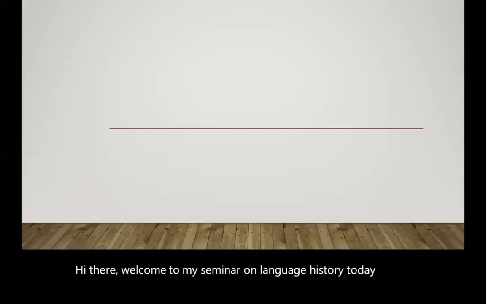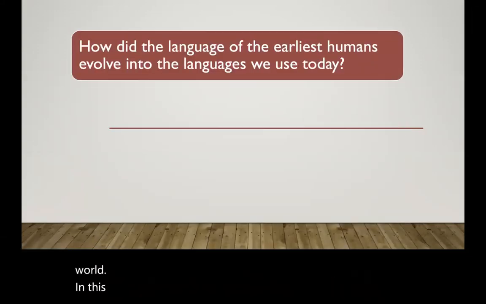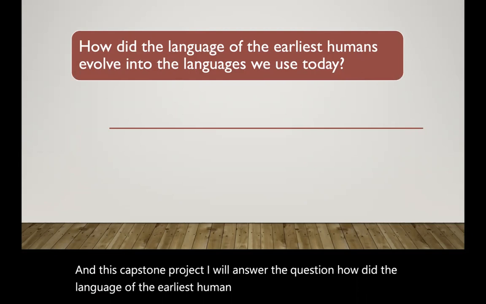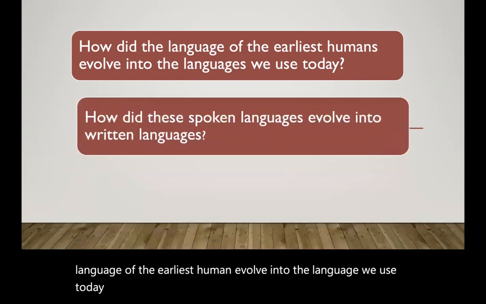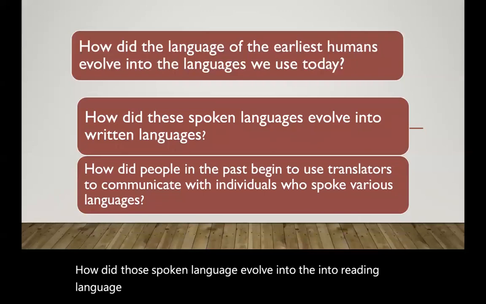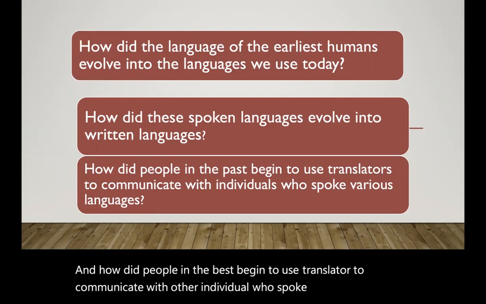Today I'm going to discuss human language history throughout the world. In this capstone project, I will answer the question: how did the language of the earliest humans evolve into the language we use today? How did spoken language evolve into written language? And how did people in the past begin to use translators to communicate with other individuals who spoke different languages?